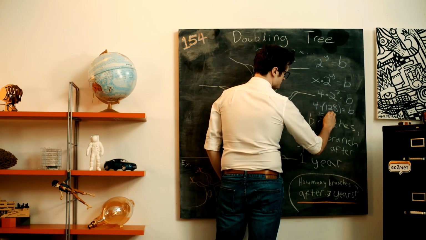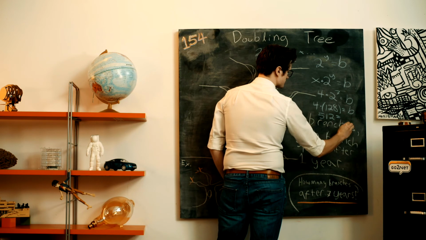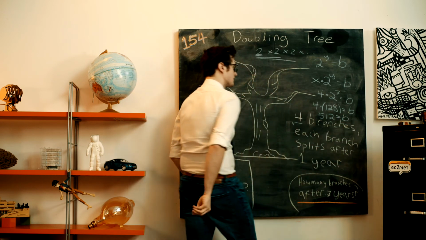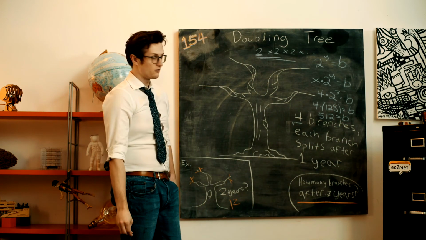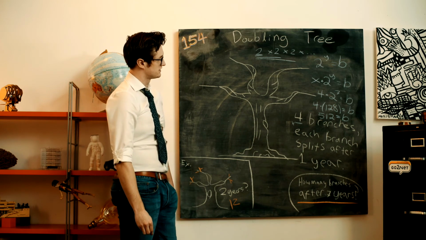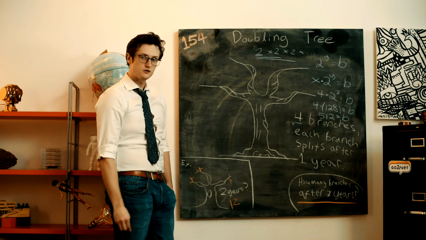So that is how many branches we will have after just 7 years. We started with 4 and we end up with 512 branches. So pretty crazy stuff, pretty cool stuff.